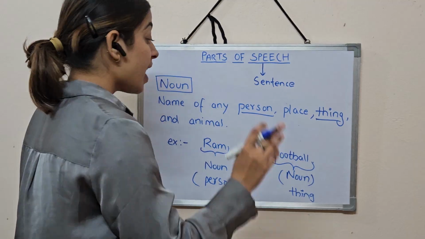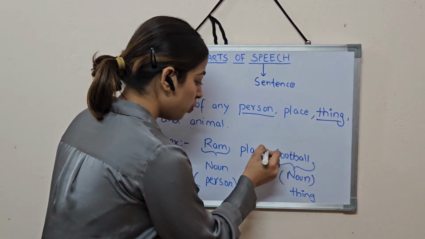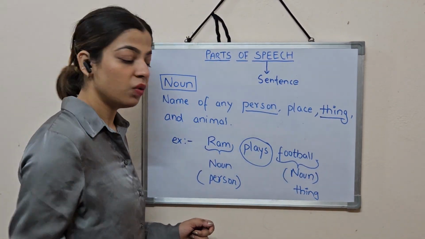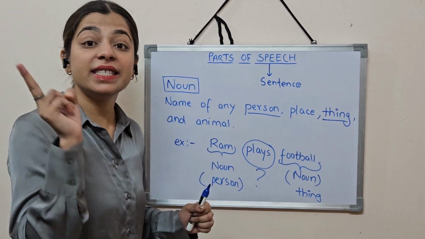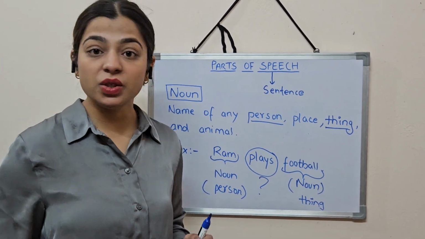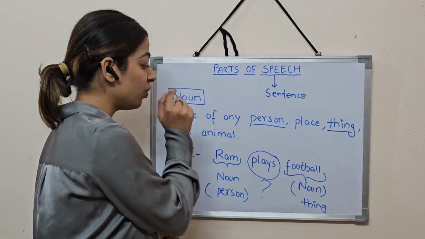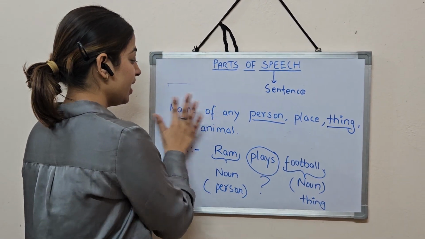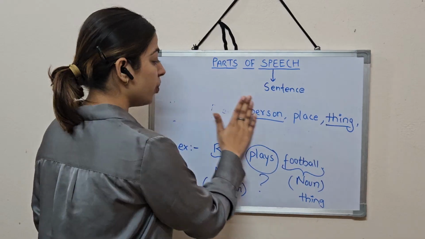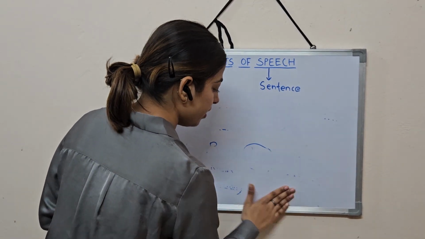Now our next question is, then what is plays? What is plays if it's not a noun? Let's continue with our second type of parts of speech. We learned the first type, which was noun. The second type of parts of speech, what was it? Yes, it was verb. Okay, let me write it here.